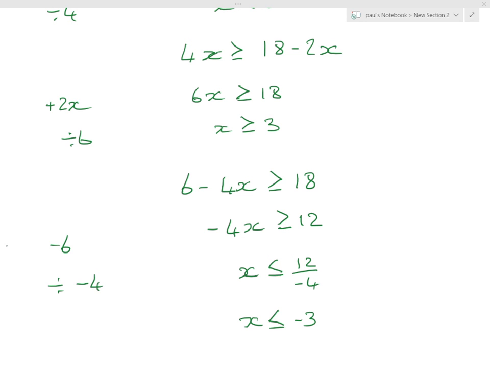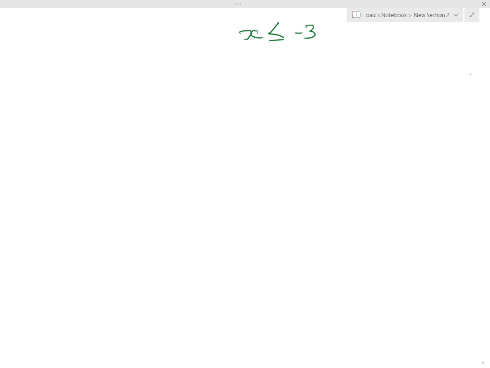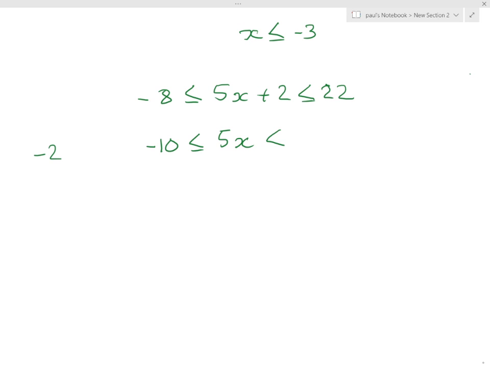Go down to another one. Last one on this lesson. Well, this looks a bit complicated. Minus 8, there, 5x plus 2, 20. So we've got all this stuff in the middle that we need to get rid of. So let's get rid of a 2 first. Now, minus 8 minus 2 comes out as minus 10. Still got 5x in the middle. And then that, and 20.